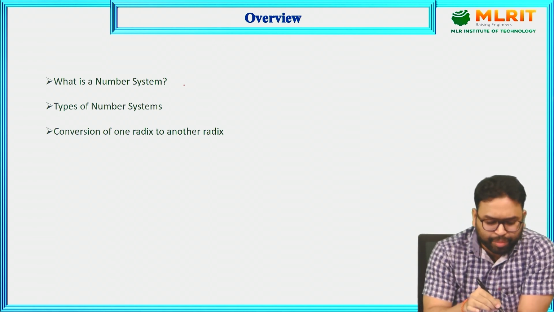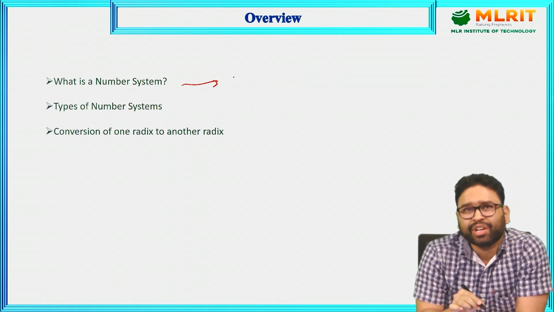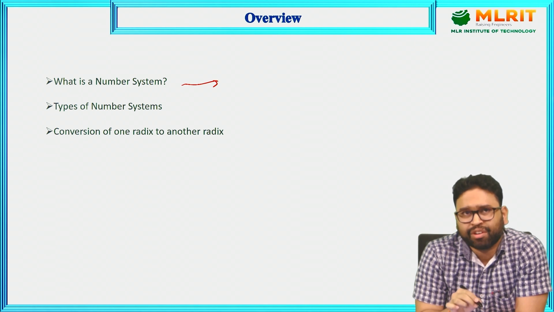Okay, let's come back to this one. Firstly, what is a number system? A number system is basically used for representing a number, which has a set of digits or set of numbers with predefined rules, and to perform specific arithmetic operations.